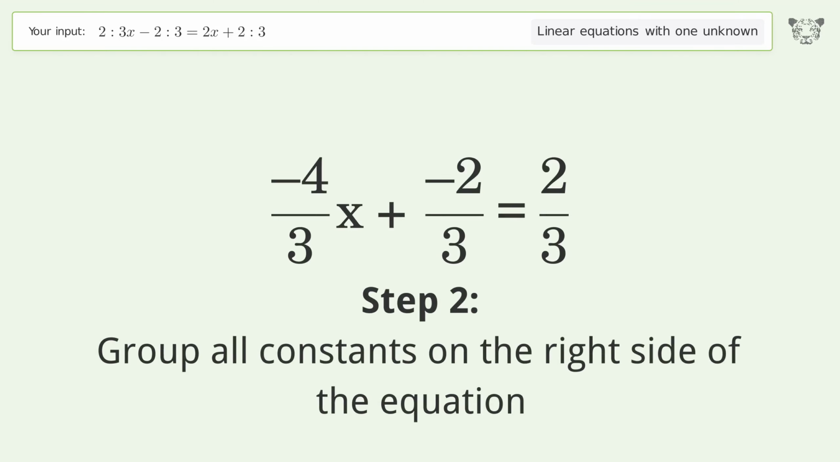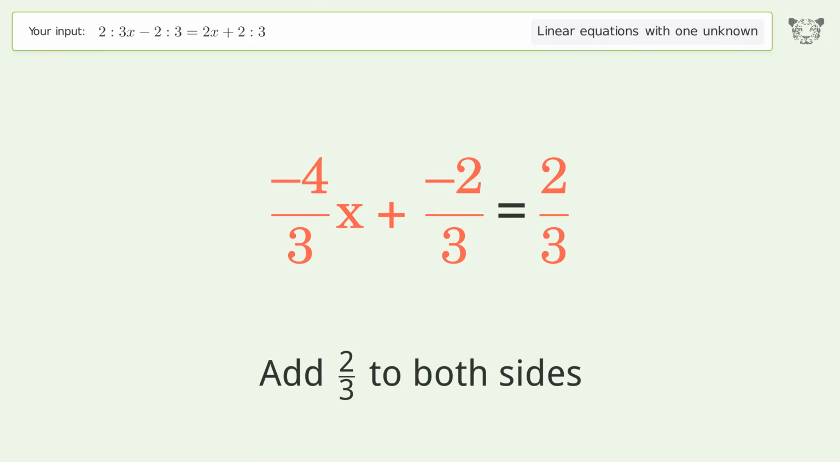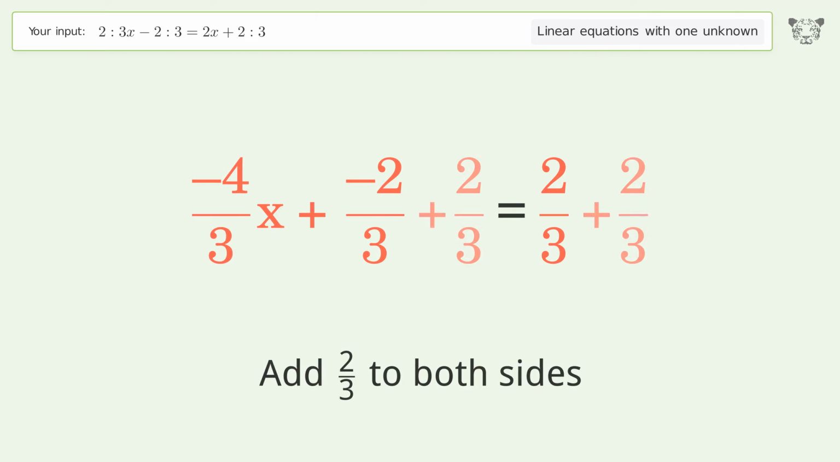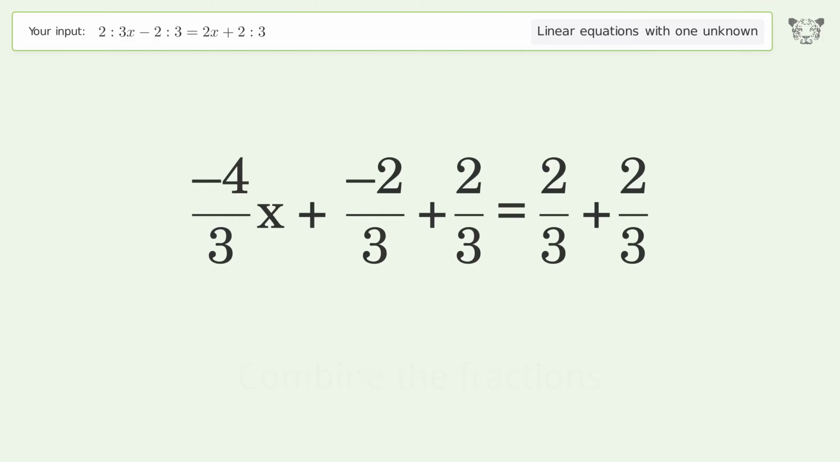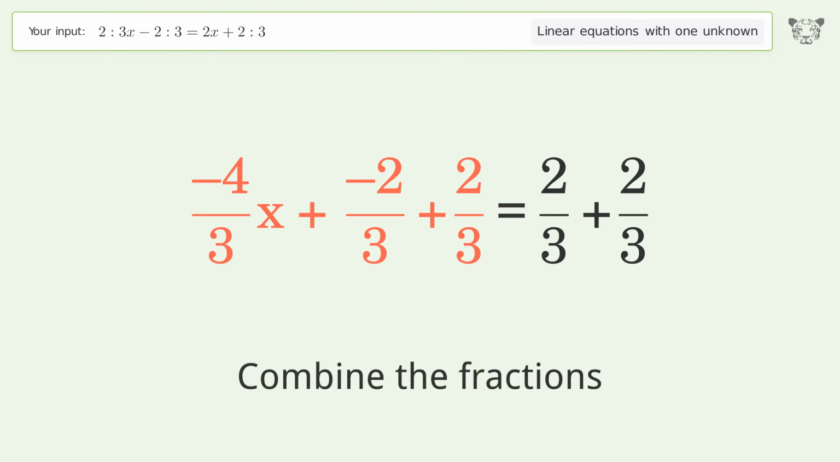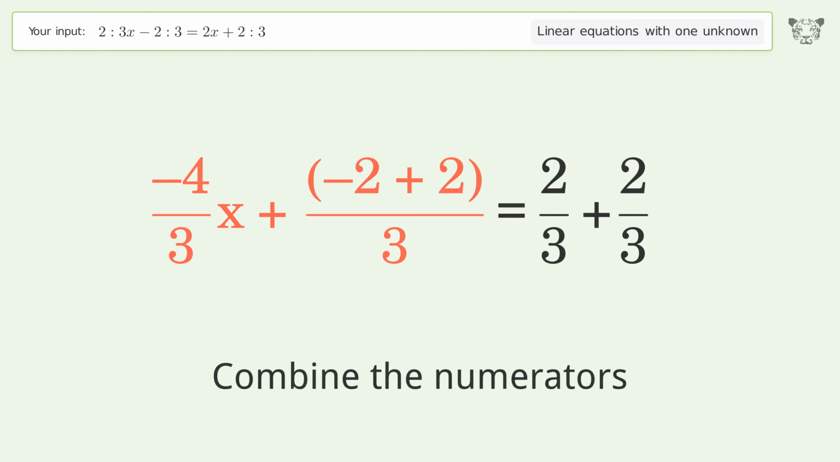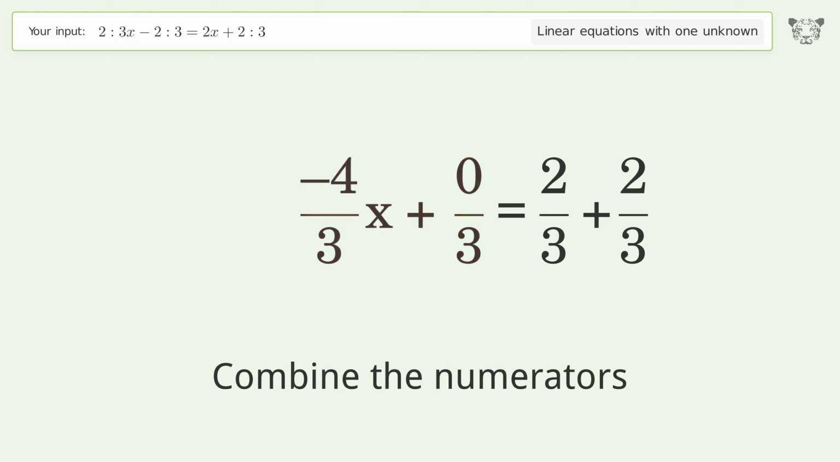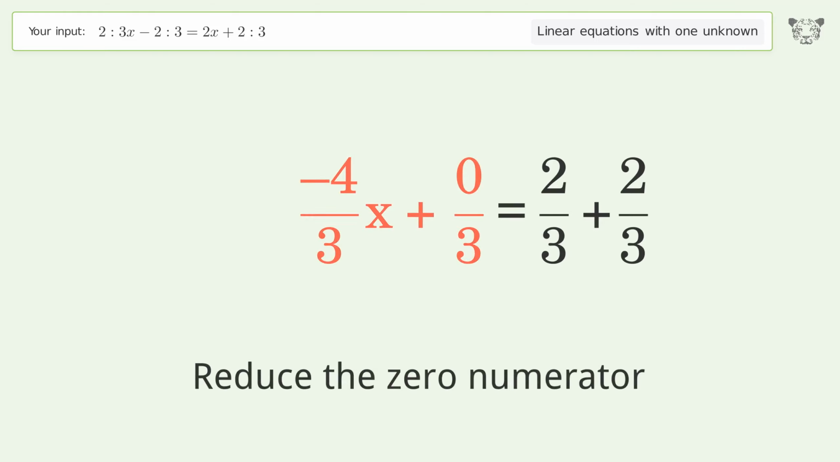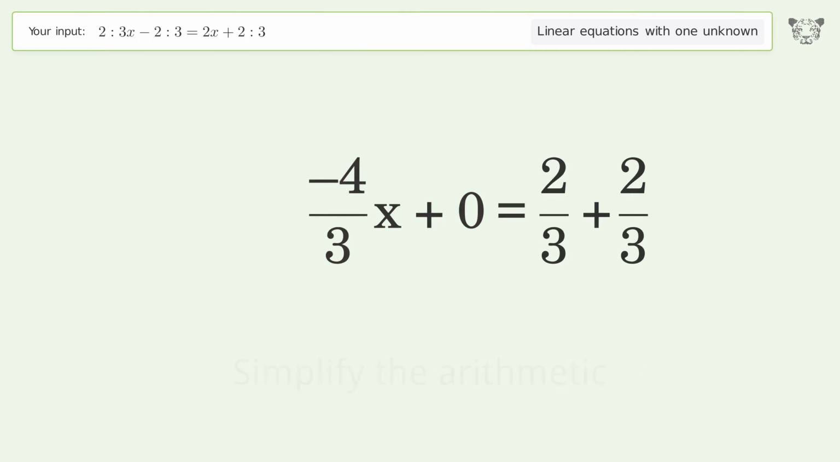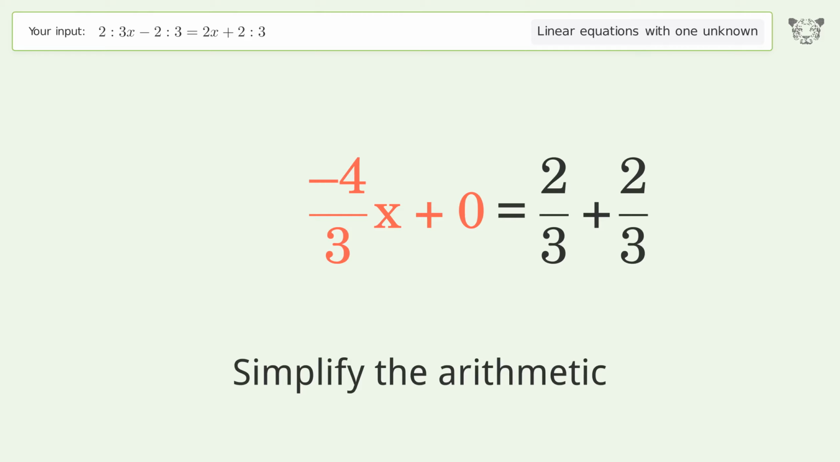Group all constants on the right side of the equation. Add 2/3 to both sides. Combine the fractions. Combine the numerators. Reduce the zero numerator. Simplify the arithmetic.